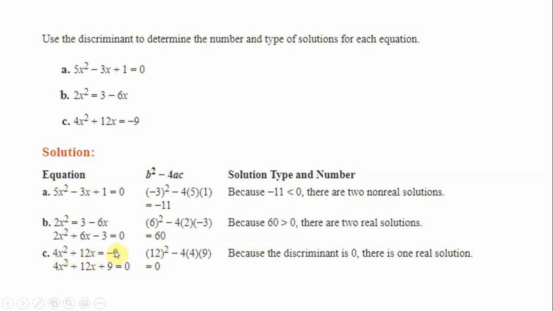4x squared plus 12x is equal to negative 9. Again, set it equal to 0. With b squared minus 4ac, I'm just looking at the number and type of solutions. Here I get 0, so I have one solution. It's real, with multiplicity 2 for later on.